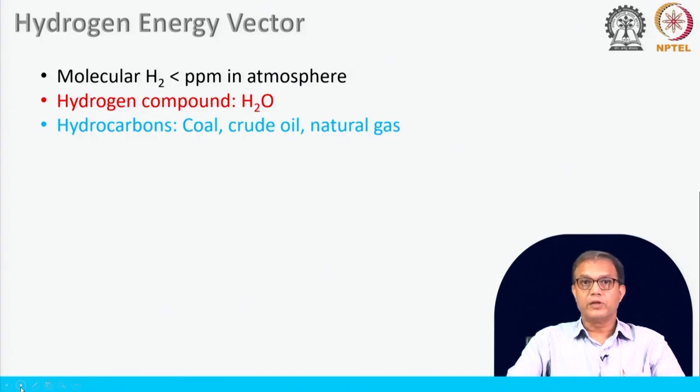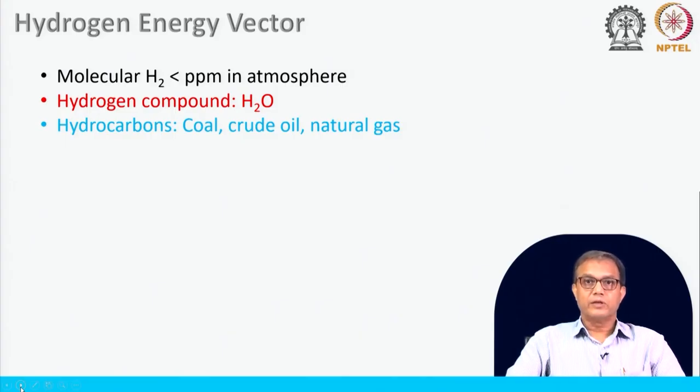So, these are basically the coal, crude oil, natural gas. These are basically the fossil fuels. You can understand that industrialization started with coal, subsequently crude oil was discovered and natural gas came into the picture. So, these are the sources of hydrocarbon. So, sources of hydrogen, these hydrocarbons are the sources of hydrogen.